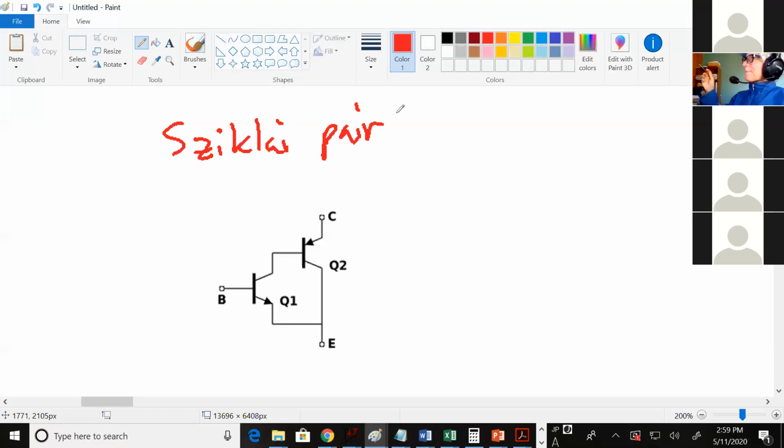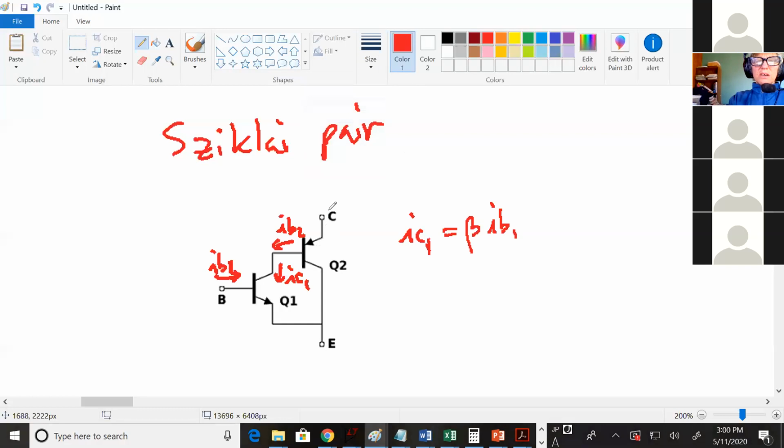And the way this works, remember PNPs, the current comes out of the base. So let's do the same thing. I can do this in 1 minute. This is IB1. So IB1, if that's going into the base, let's call this IC1. If you know IB1, what is IC1? Beta times IB1. Beta times IB1. And then this is the collector of the compound transistor. It's the emitter of Q2. Let's just look at the current here just to make it simpler. This is IC2. What's IC2 equal to?